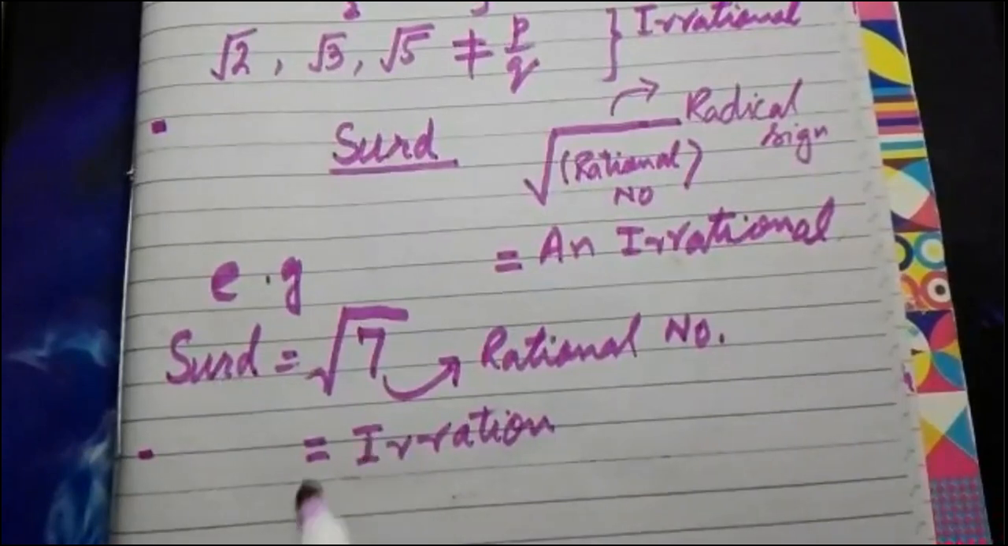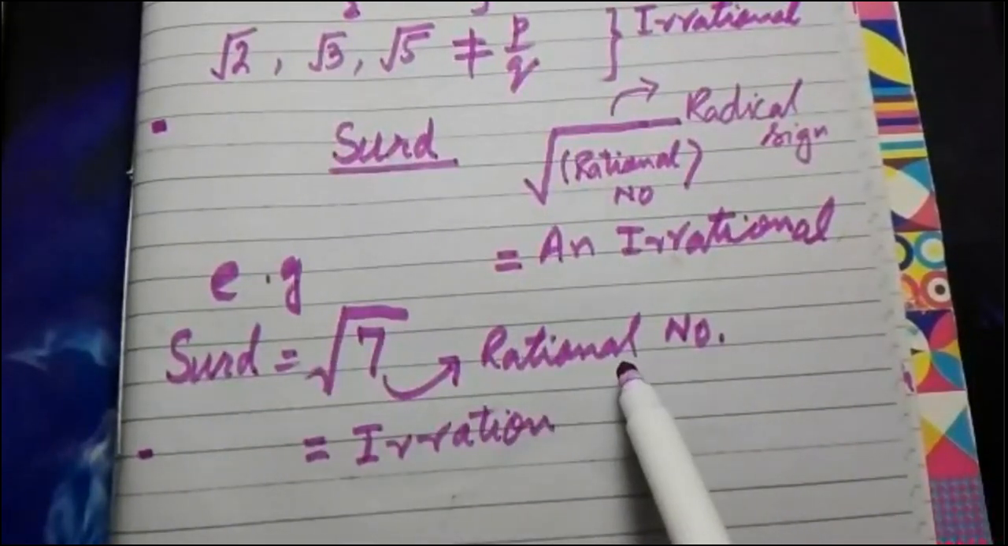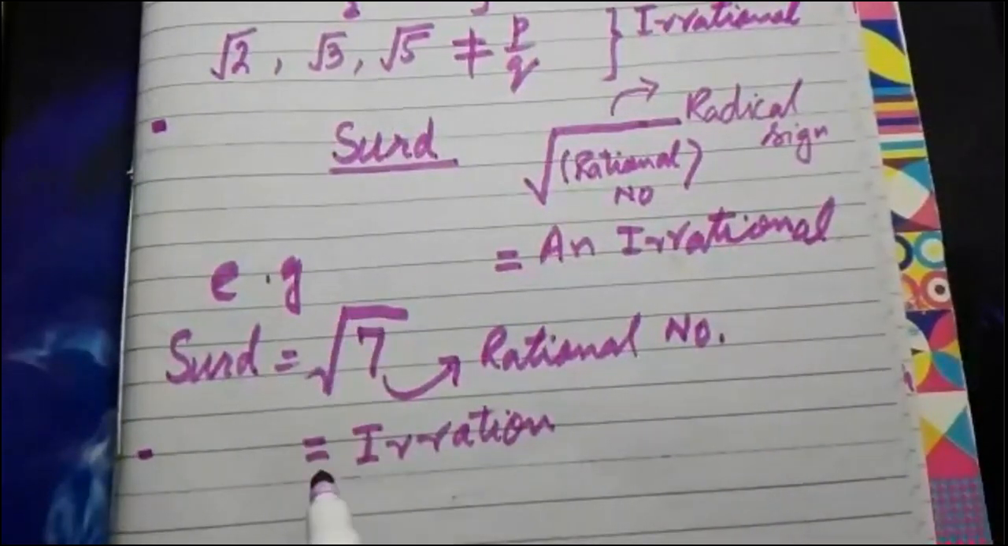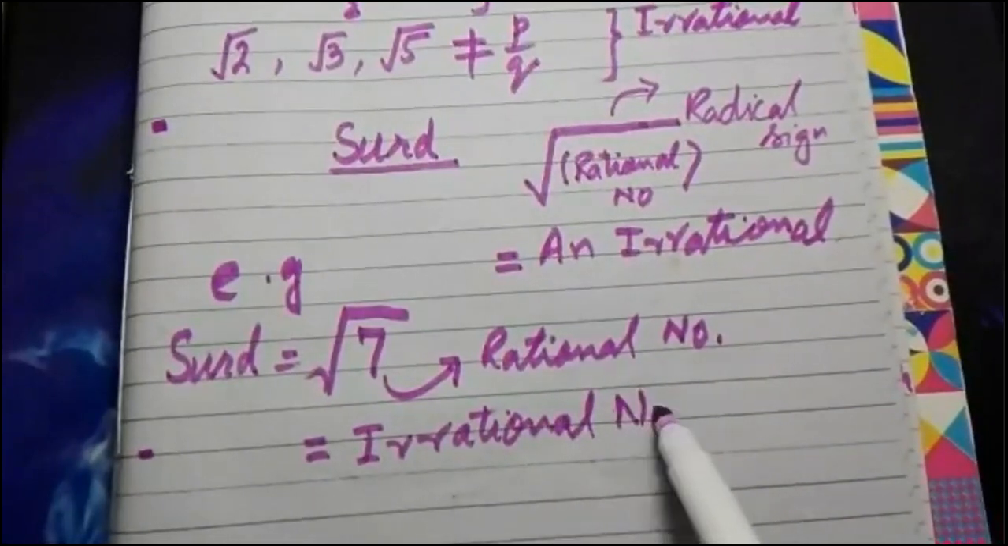So the point I want to clear is that the number which is written in the radical sign must be a rational number. And then when you evaluate the overall expression, it must be an irrational number. Fine. So this is an example.